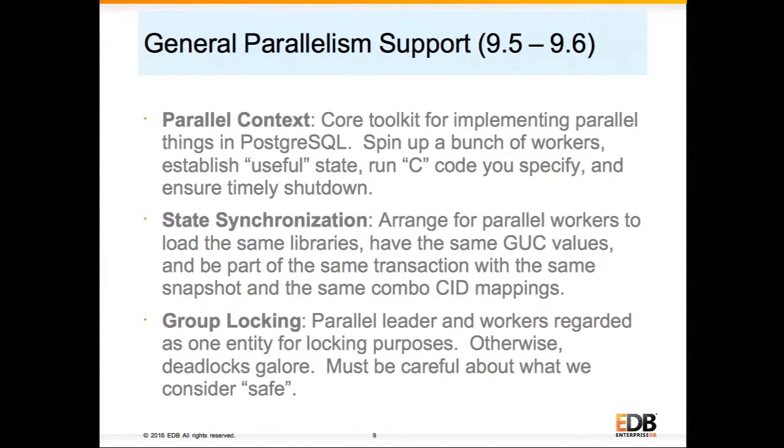The leader and the workers are regarded as one entity for locking purposes, which is a little bit scary, but if you don't do this, really bad things happen. You have a leader and a worker. The leader waits for some lock. That guy is waiting for the worker for a lock held by the worker. Without group locking, that's an undetected deadlock because the system doesn't know that these two guys are related in any way. When you introduce group locking, those guys are regarded as a single entity, and the deadlock detector kicks in and does whatever it needs to do to resolve the problem. Obviously, this does impose some constraints on what we can safely do in parallel workers, but we have quite a few of those already.